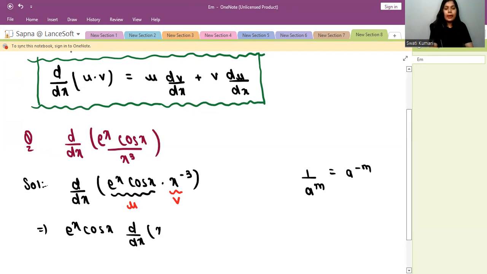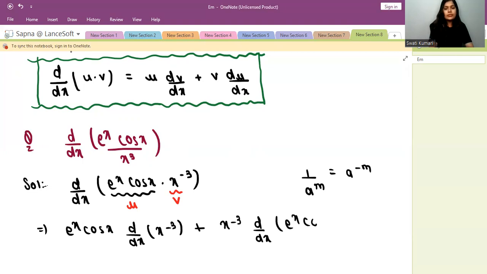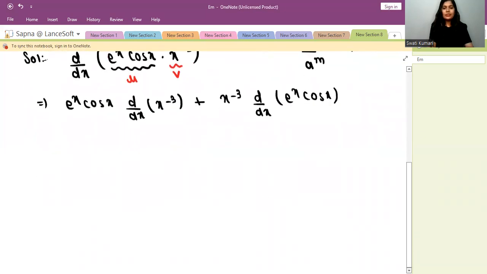It's not compulsory that you start by keeping u constant and doing the derivative of v. You can also start by keeping v constant and doing the derivative of u, because you will get the same result. So we can write this as the second function constant, that means v constant, which is x raised to minus 3, and we will do the derivative of the first function, which is e raised to x cos x. Now we can solve this.